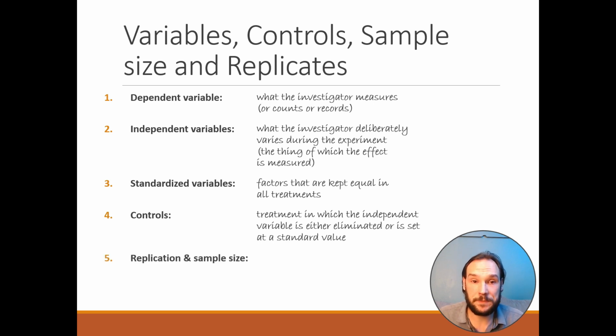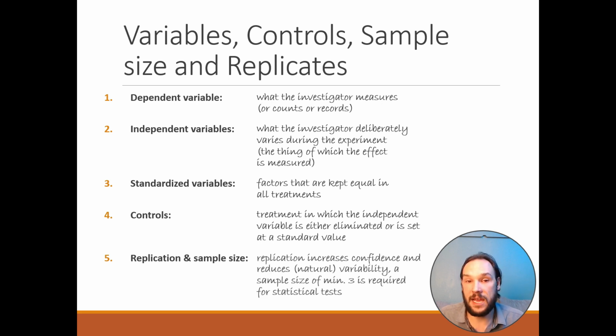And lastly, in order to get really accurate data and good predictions from our experiments, we want to replicate our experiments. Replication increases the confidence and reduces the natural variability. A sample size of minimum of 3 is needed in order to perform statistics.